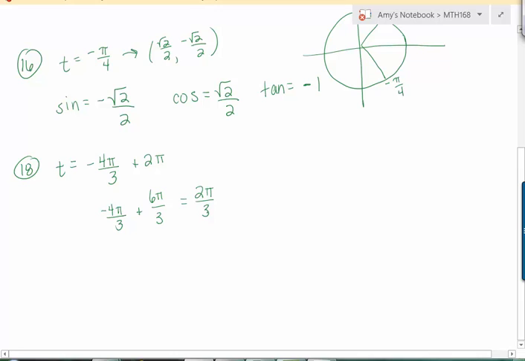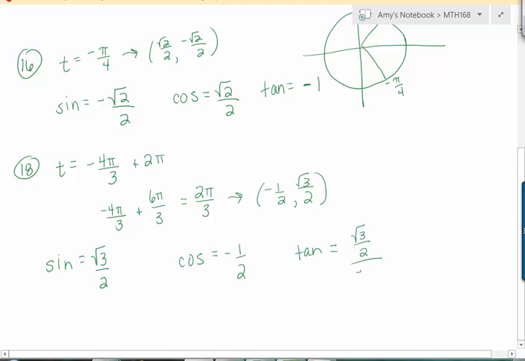So when you look on your unit circle that we filled out, find 2 pi over 3. You will find that the ordered pair for 2 pi over 3 is negative 1/2 and the square root of 3 over 2. So we should be able to find the sine, the cosine, and the tangent. The sine is the y value. The cosine is your x value. And the tangent is the sine divided by the cosine, which is negative square root of 3.